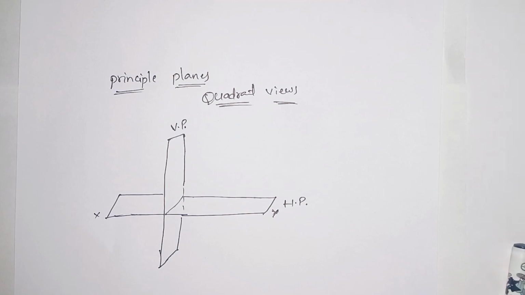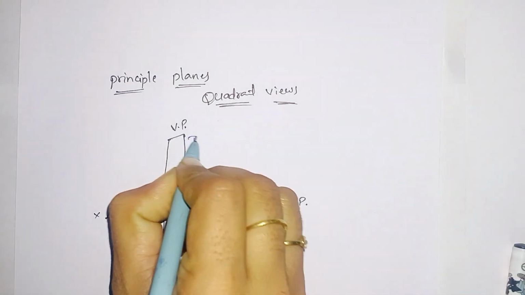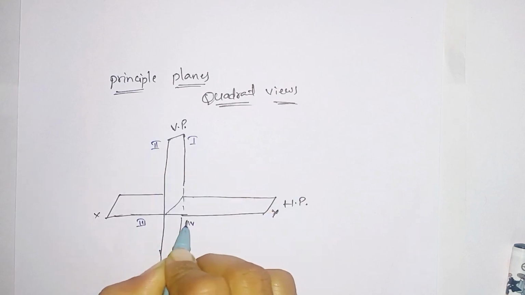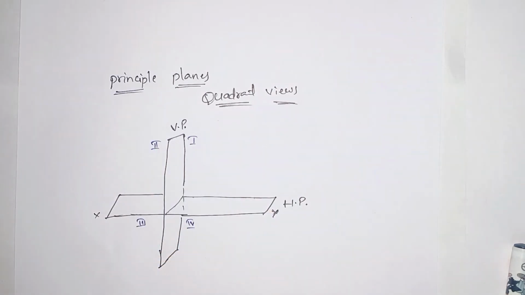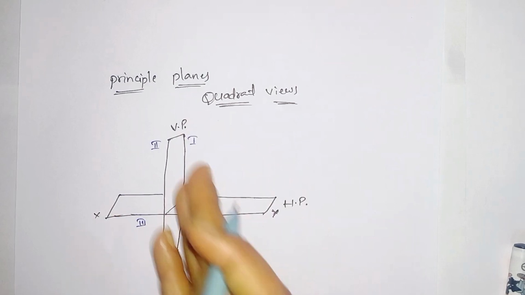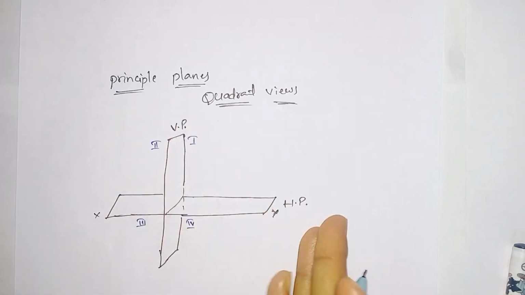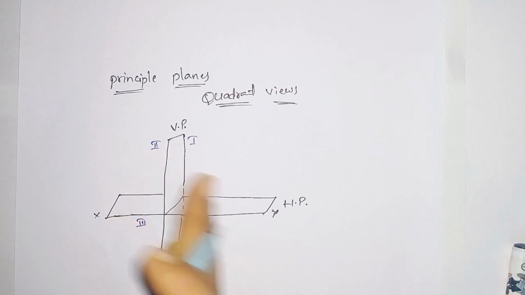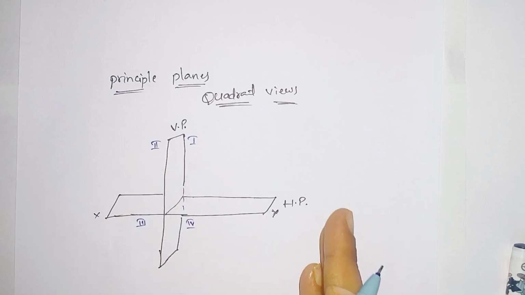Here we represent the first quadrant, second quadrant and third quadrant, and this one is the fourth quadrant. The vertical straight line is VP and the horizontal line is HP. VP means vertical plane, HP means horizontal plane. On VP we project the frontal view, and on the horizontal plane we represent the top view.